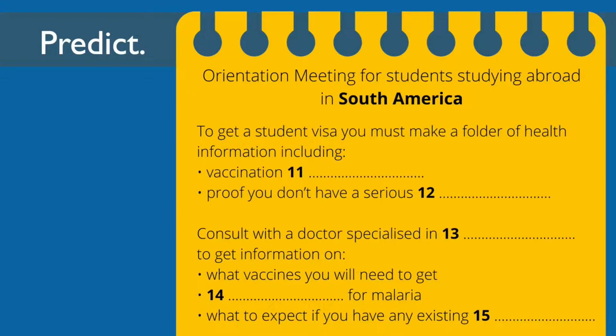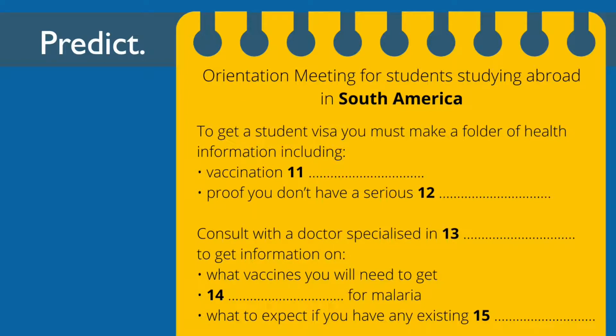So we know why we need to predict. The next question is how. How do we go about this in the exam? Well, take a look at this exam task. It's on an orientation meeting for students who are studying abroad in South America. Pause the video and read the sentences. Then try and think about what kind of word could go in the gaps.